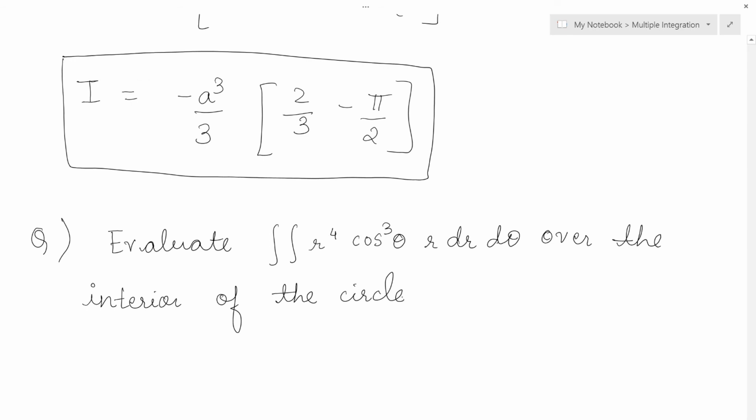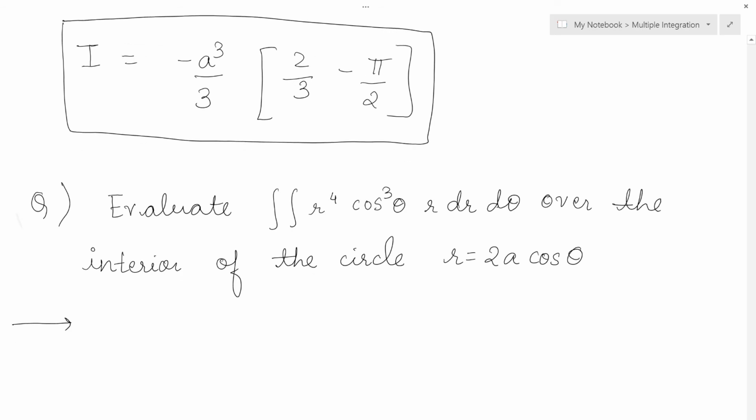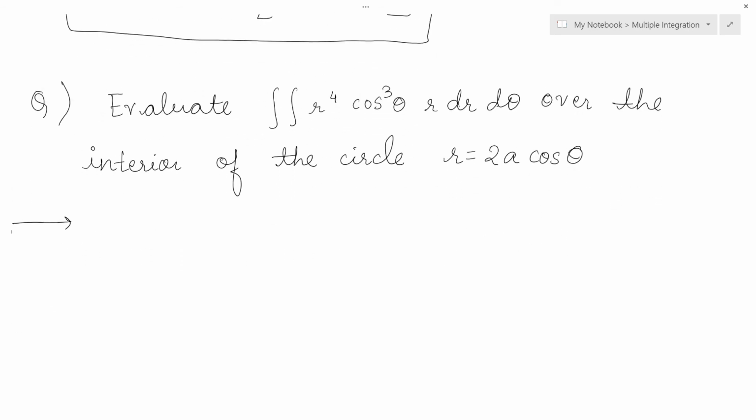over the interior of the circle given by r is equal to 2a cos theta, again the same circle that we have done. Okay, now it's not the upper half, it's the total circle. So again, whatever steps we have done in the earlier sum, same steps we will apply. Use the radial strip and get the limits of integration. Okay, so first of all you have to draw the circle. So the circle will be this way. I take a radial strip.